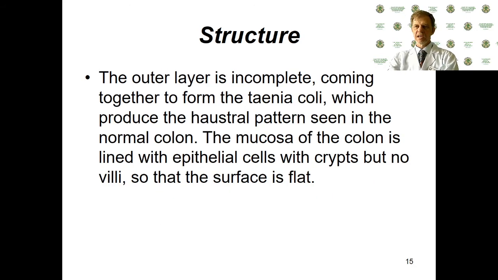The outer layer is incomplete, coming together to form the taenia coli, which produce the haustral pattern seen in the normal colon, haustration we call. The mucosa of the colon is lined with epithelial cells with crypts, but not villi, so the surface is flat. This is the difference between small intestine and large intestine. In small intestine we have villi, or finger-like projections, and in large bowel we have a smooth surface.